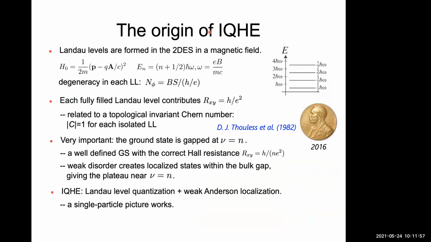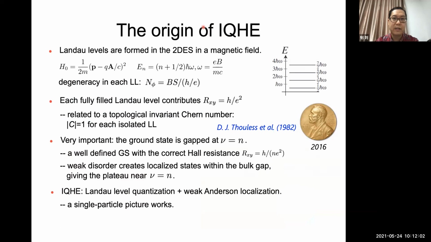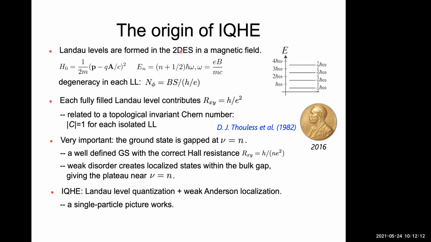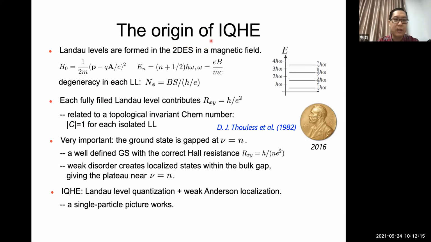Okay, so how to explain the integer quantum Hall effect? Well, I will show that the integer quantum Hall effect can be understood in a non-interacting picture. We don't need to consider the electron-electron interaction. We know for a 2D electron gas in a magnetic field, Landau levels are formed.